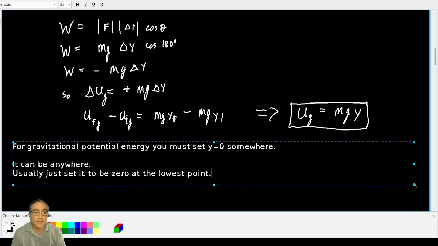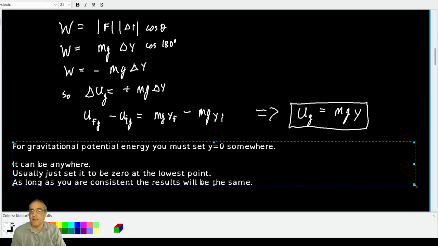You can have up be positive and down be negative. You can put y equals 0 at the highest point. You can put y equals 0 at the lowest point. As long as you are consistent, the results will be the same. It's pretty neat.